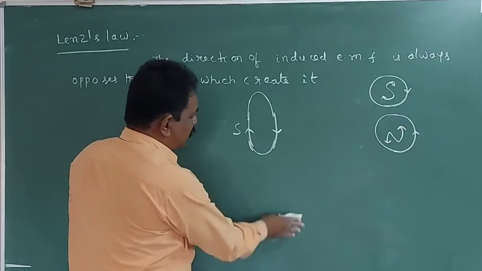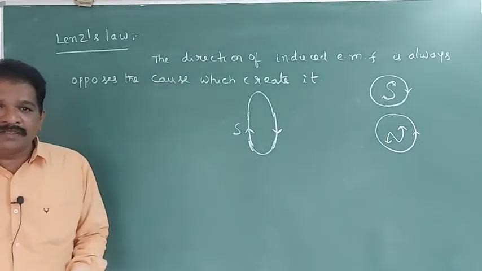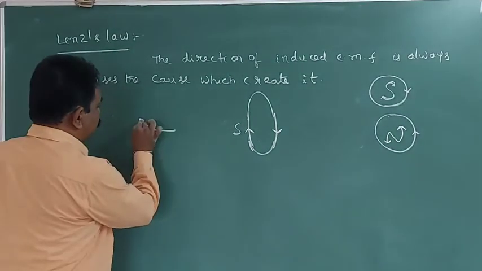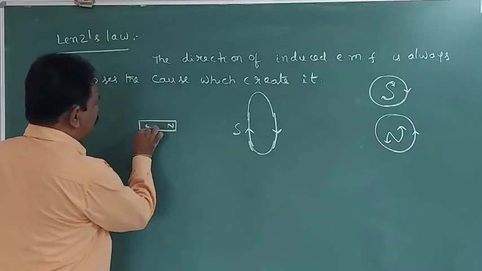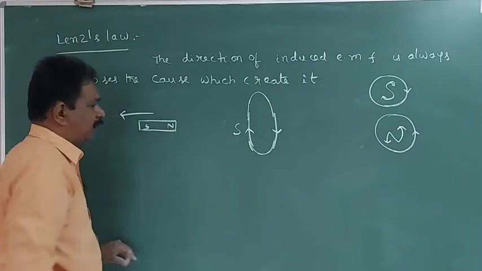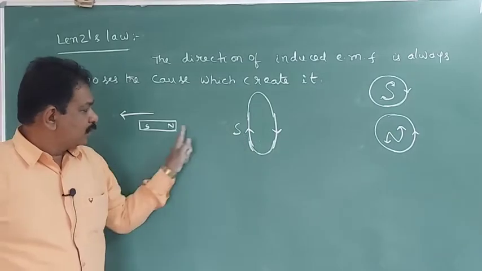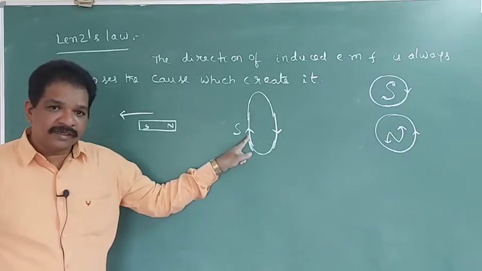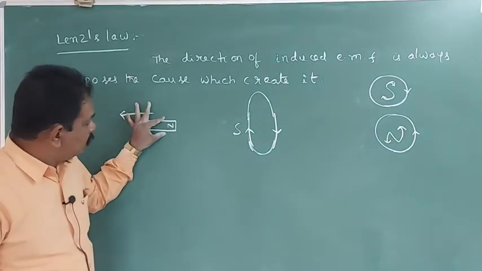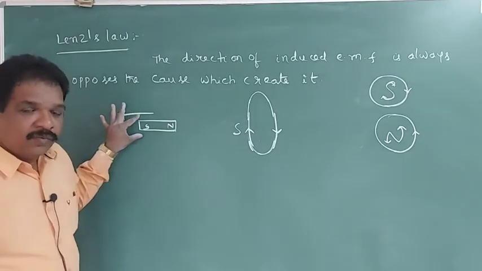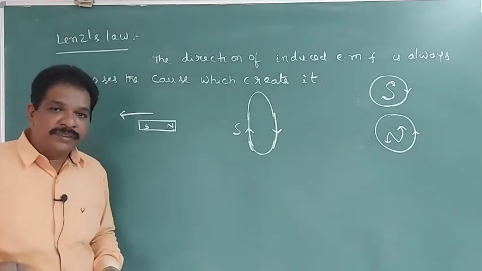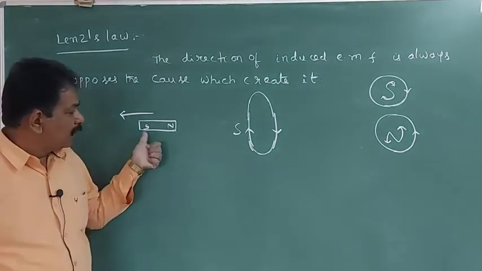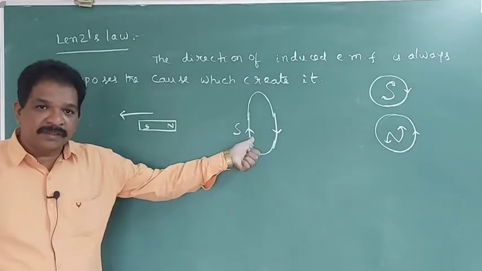The law of conservation of energy is valid in Lenz's law. Here the magnet is moving away, and this motion will be resisted by the coil. Understanding? So to continue the motion, we have to apply more force, or do more work, to move this magnet; otherwise its motion will be resisted by the coil.